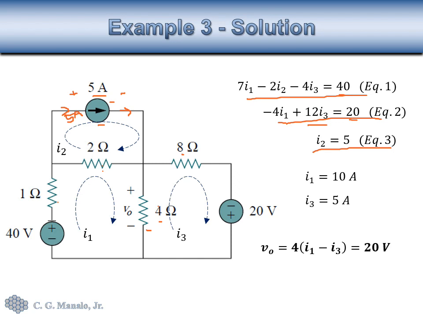So solving the three equations, three unknowns, we can get the mesh currents. So I sub 1, I sub 3, and I sub 2 is already given. And lastly, we can now solve for the voltage V naught. So we earlier said that it is equal to 4 times the quantity I sub 1 minus I sub 3. So that should give us 20 volts.